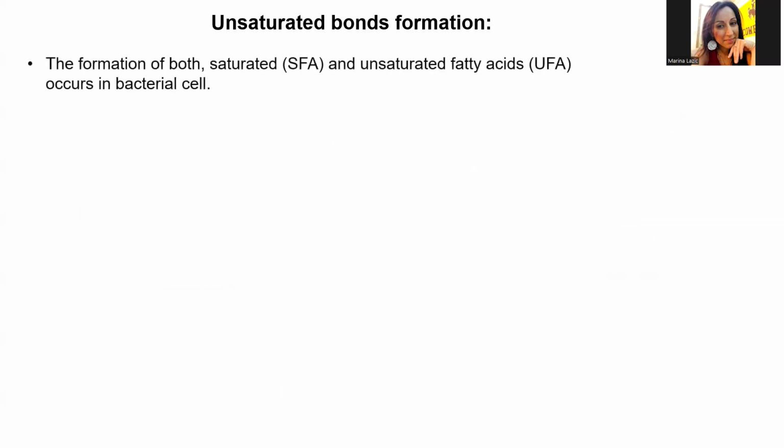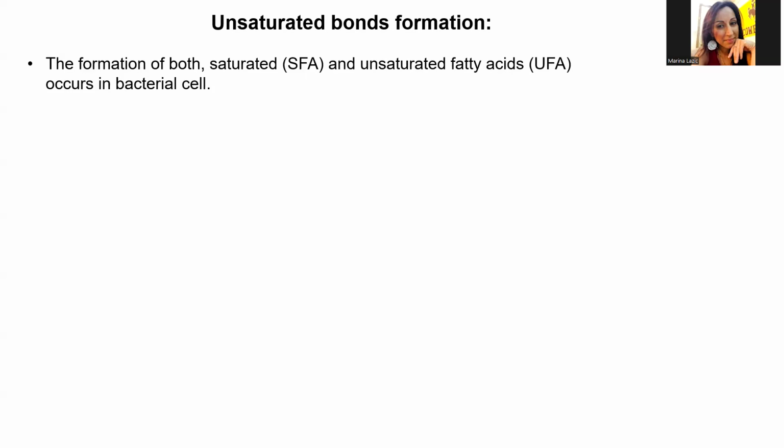How is unsaturated bond formed? So you know that we said that we have saturated fatty acid, but now how do we introduce unsaturation? Both saturated and unsaturated fatty acids can be formed in bacterial cells, and there will be different enzymes that introduce the unsaturated bond.